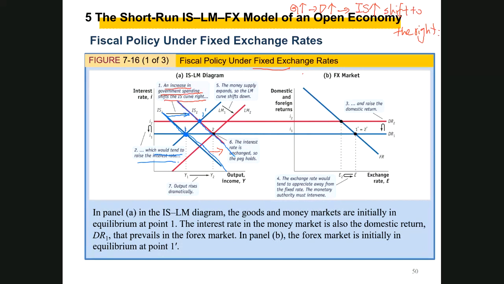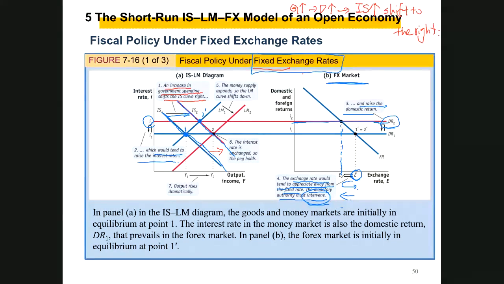Okay, and it raises the domestic return. Because your interest rate is higher in the foreign exchange market, your domestic return is higher. Right, but you are in the fixed exchange rate regime. So you have the pressure to put your exchange rate back to your original level. If you didn't intervene, your exchange rate will drop. So you will have appreciation pressure. Right, so the exchange rate will tend to appreciate away from the fixed rate. The monetary authority must intervene.